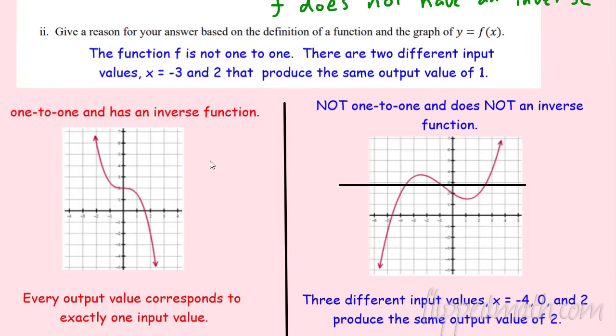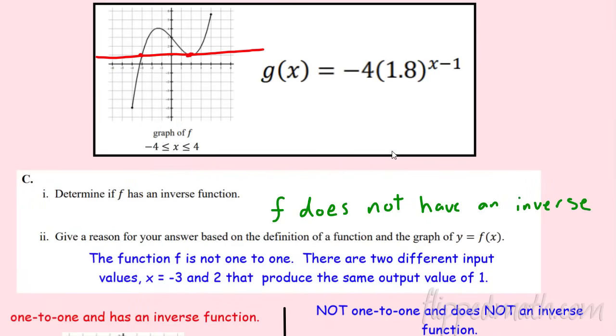Another way to remember it is that one-to-one functions are always decreasing or always increasing. They can't have any little bumps in the road. So if it's not one-to-one, there is no inverse. Rock and roll, that's it.